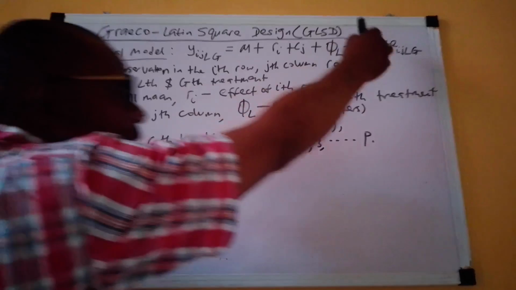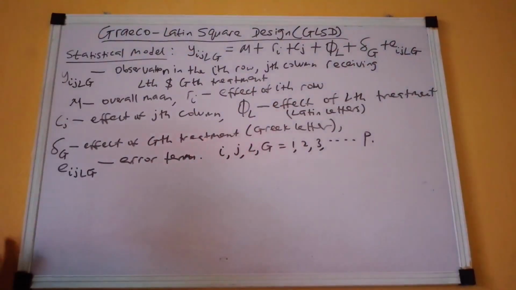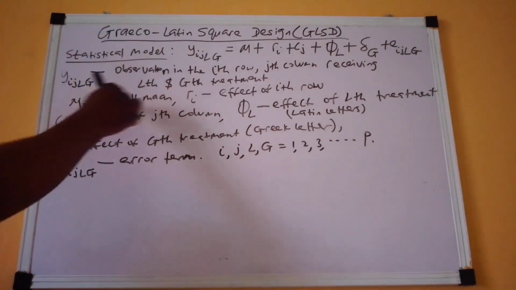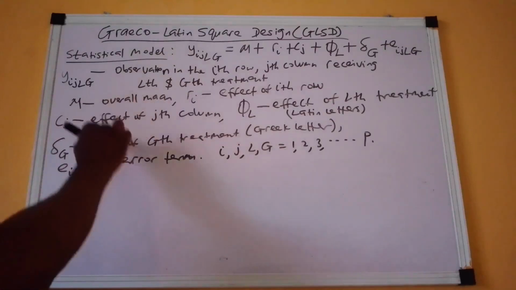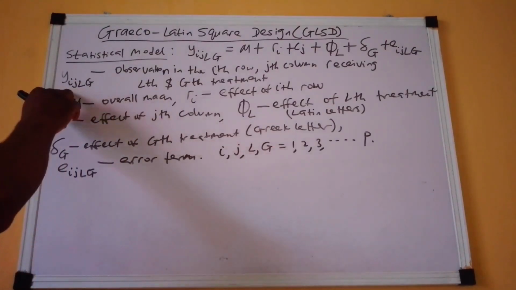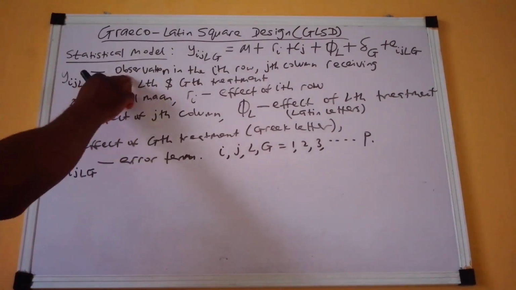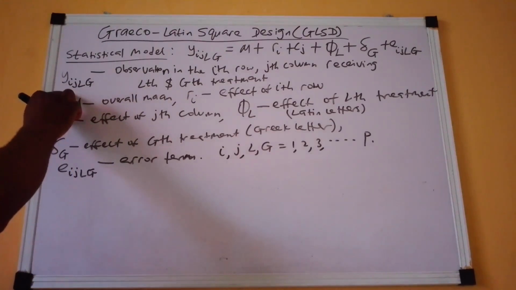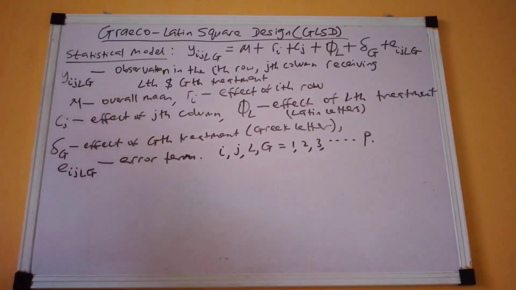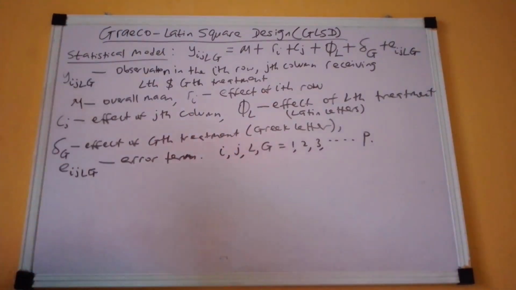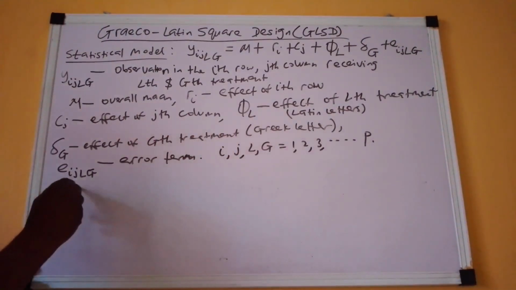Then of course Eijlg is the error term. Of course, our observation is Yijlg. It means the observation in the ith row and in the jth column receiving treatment l and g. So the Greco-Latin square design is an extension of the Latin square design.